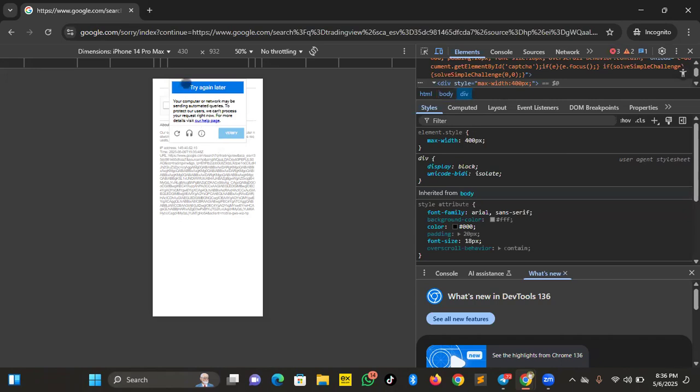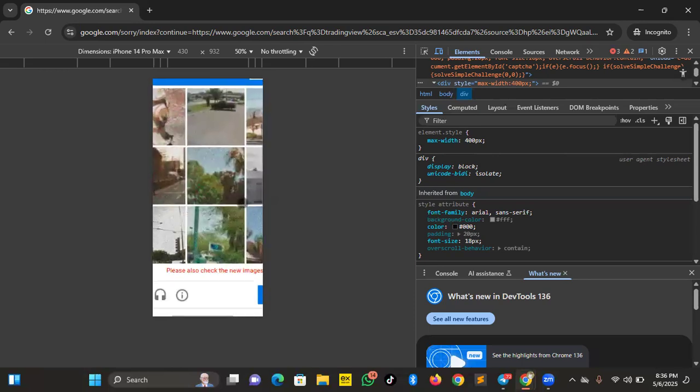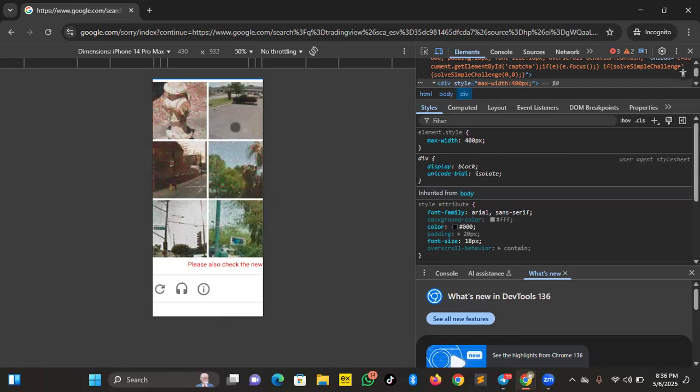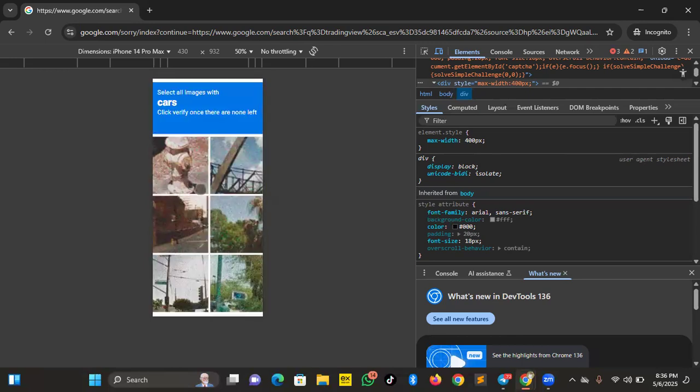So your computer network may be sending automated requests. Let me refresh this. I just have less than 5 minutes, so let's see how fast I can do this. It's also asking me to check the new image. I don't know if all this is right, but I can't really see that much because I'm zooming in like that. What is it even asking me to check? Cars?